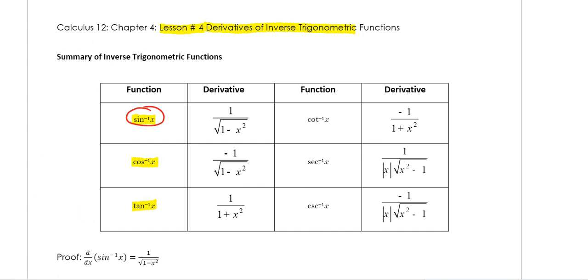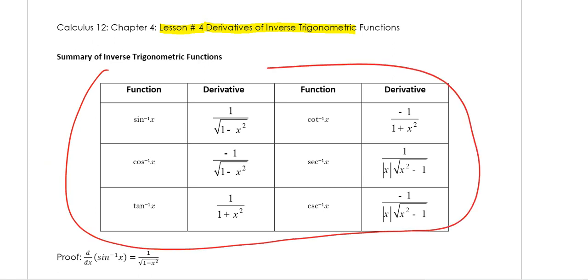Okay, so if you look at this big table right here, this table gives you the derivative of all the inverse functions, and the good thing is you don't have to memorize this. This will be given to you, but you just need to understand how to use this table.